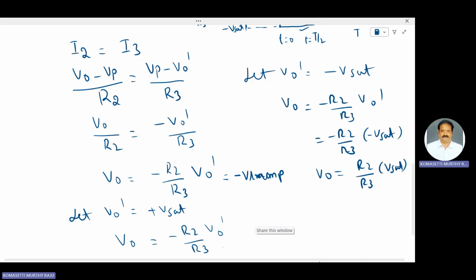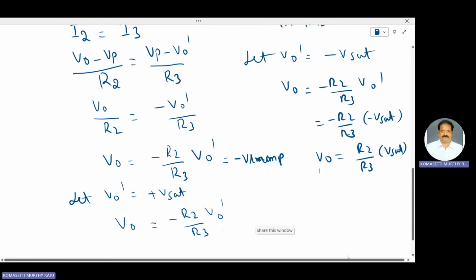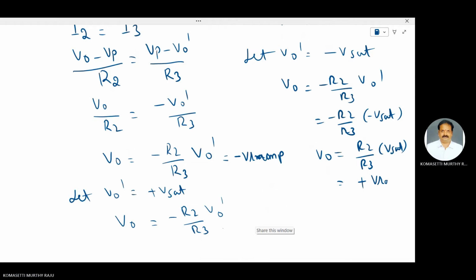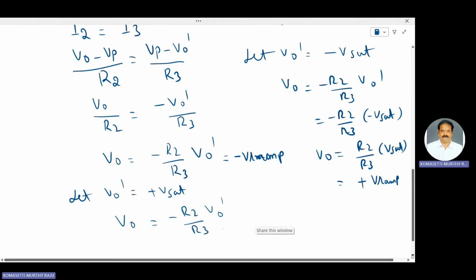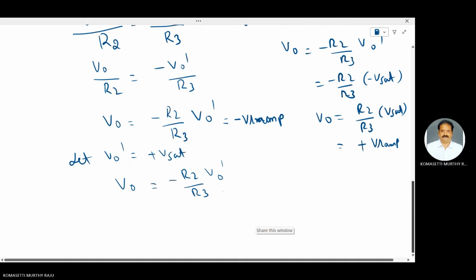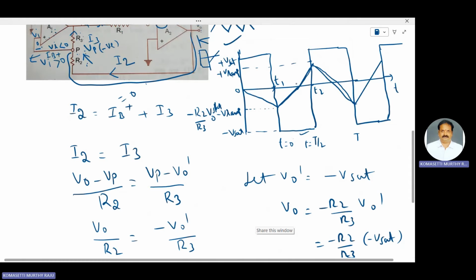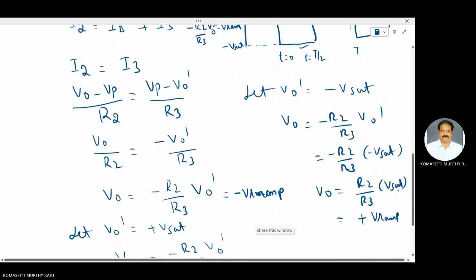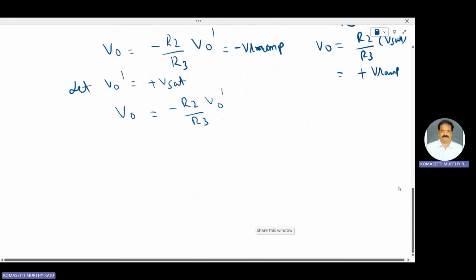This one is V0, and this is plus V ramp. This is the peak to peak value of the triangular waveform. This one is plus V ramp and this one is minus V ramp. Peak to peak is plus V ramp minus of minus V ramp. The output voltage is equal to the peak to peak.